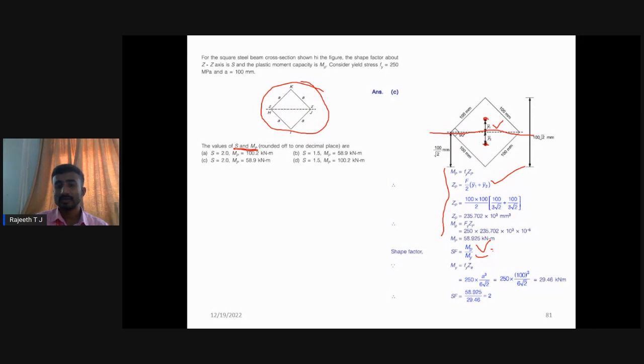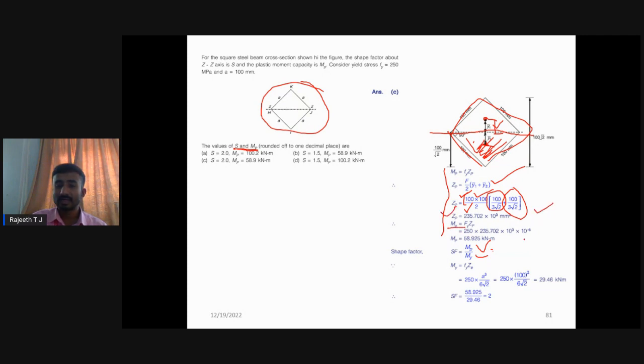The area here is half into base into height. Here they have taken the total area. Since it is a square section, they have taken total area by 2. Actually, the Zp concept is total area by 2. If you want the half area, you take total area by 2. What is the total area for the square? 100 into 100. By 2 means we end up with the half area. Half area into this y1 bar or y2 bar, this we should calculate. The y1 bar will be 100 by 3 root 2. Here also 100 by 3 root 2. So you can calculate Zp here.